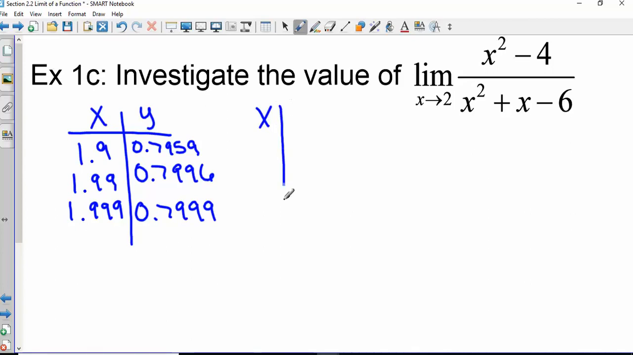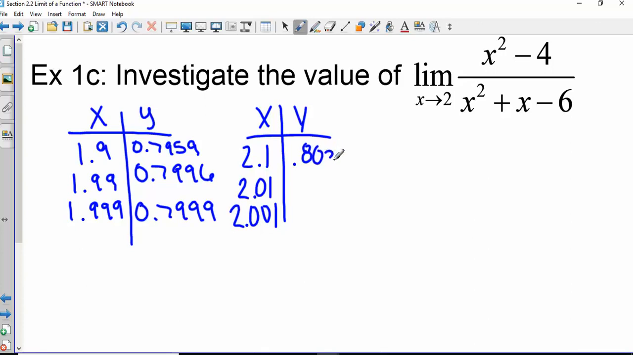And then you gotta set up another table for the bigger than 2. So I did 2.1, 2.01, and 2.001, and that gave me 0.8039, 0.8004, and 0.8000. And so they're both approaching 0.8.